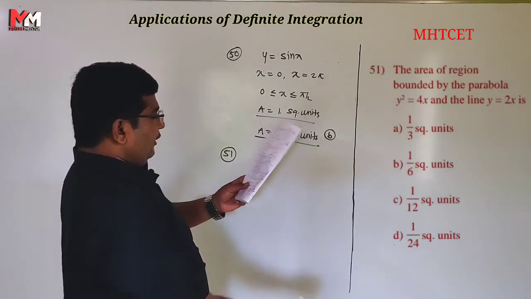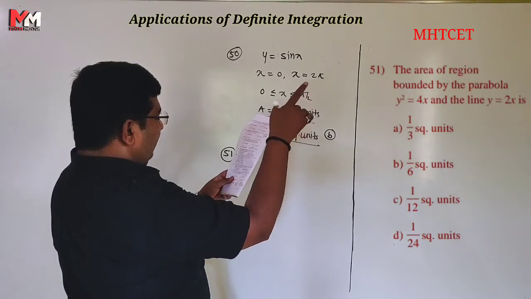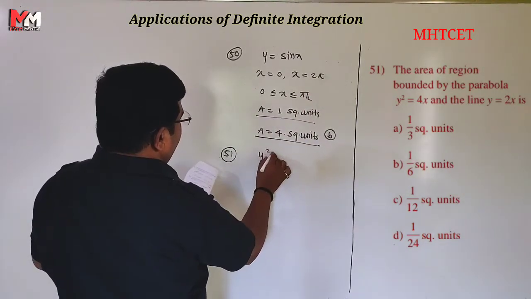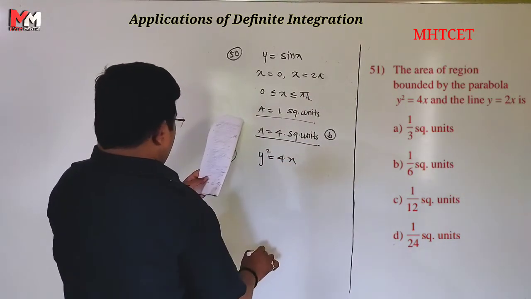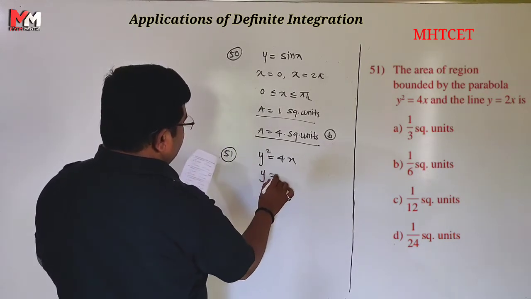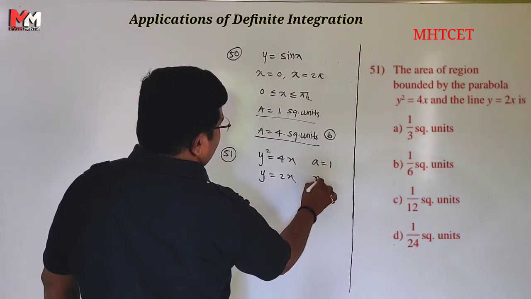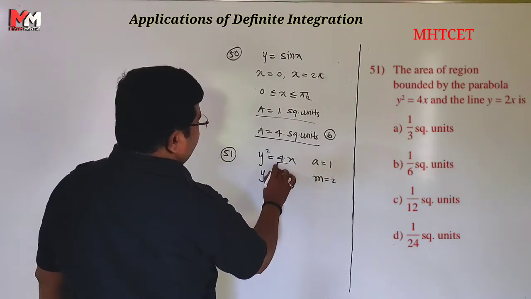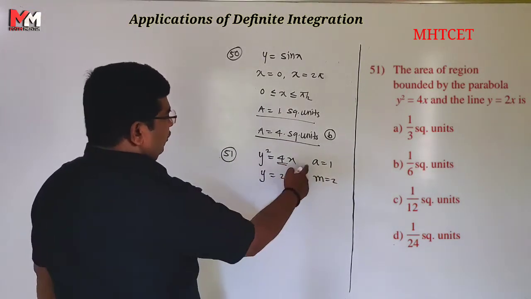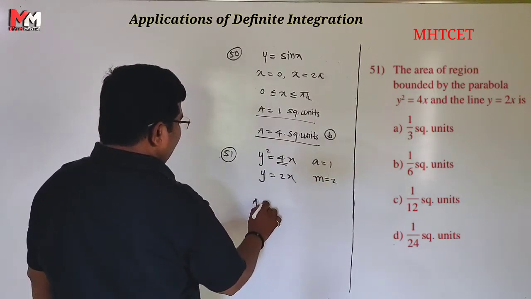The area bounded by the parabola y squared is equal to 4x and the line y is equal to 2x. So 4a is equal to 4, so a is equal to 1, and m is equal to 2. So what is the shortcut?